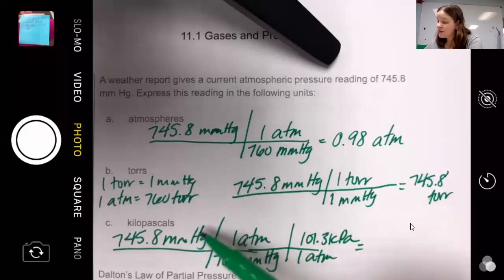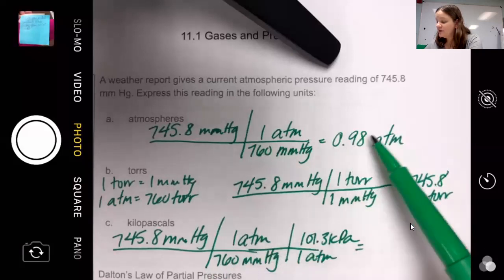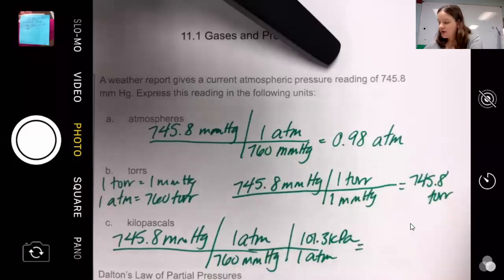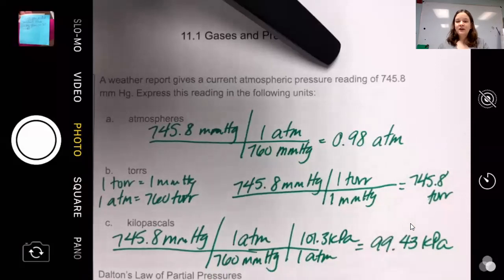So we did this first step here in part A. So you could just multiply 0.98 by the 101.3. So you get 99.43 kPa.